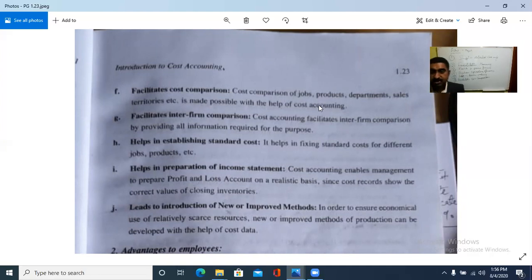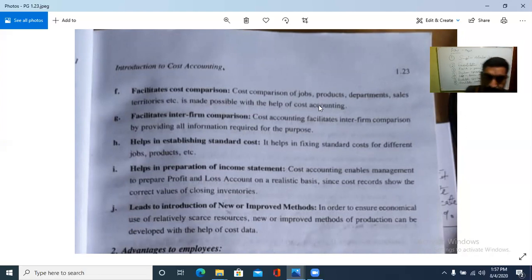So that is facilitates cost comparison. Then seventh one facilitates inter-firm comparison. Cost accounting facilitates inter-firm comparison by providing all information required for the purpose. Inter-firm comparison. Facilitates inter-firm, that is, within the firm the comparison to be made.